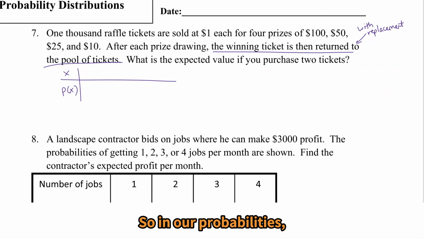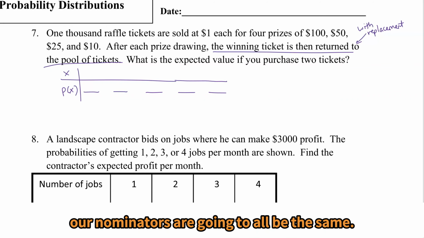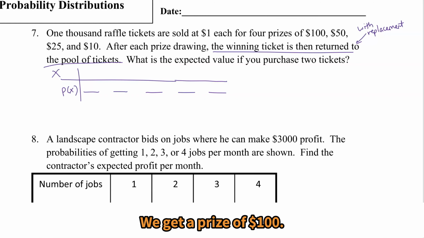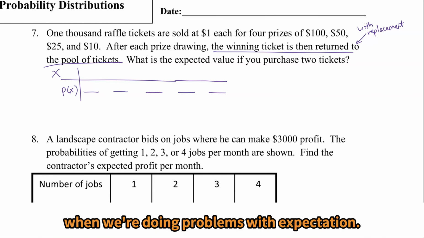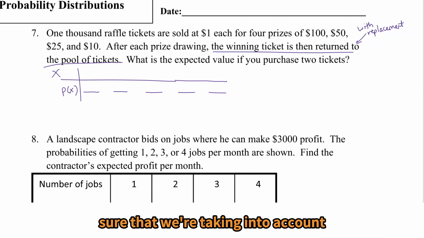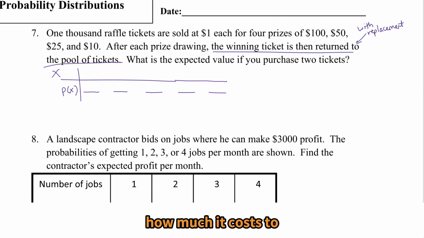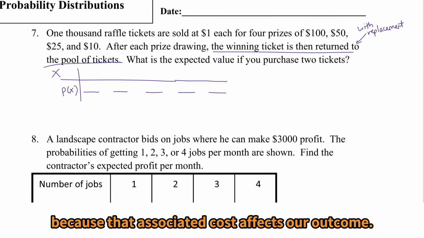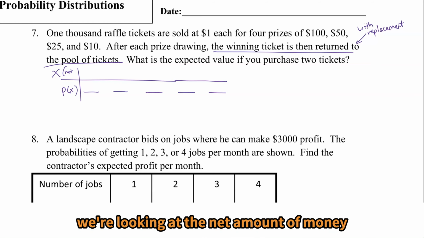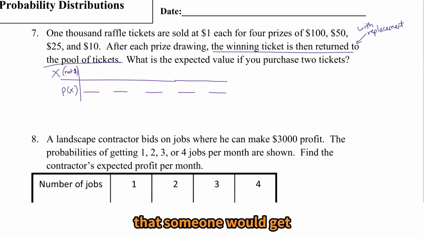So in our probabilities, our denominators are going to all be the same. Let's determine what x should be. We get a prize of $100, but how much do we spend? So this is something to keep into consideration when we're doing problems with expectation. We want to make sure that we're taking into account how much it costs to play the game, because that associated cost affects our outcome. How much money do we actually win? So for the x, we're looking at the net amount of money that someone would get if they win a prize.